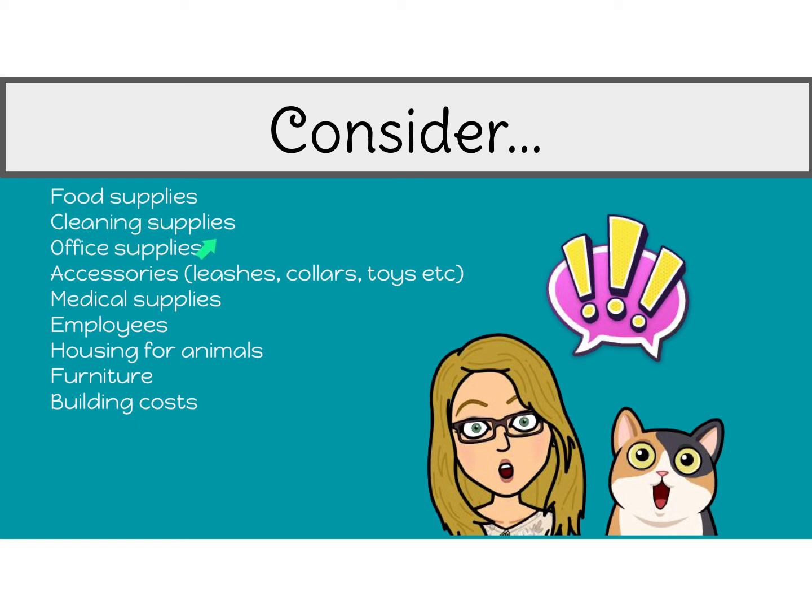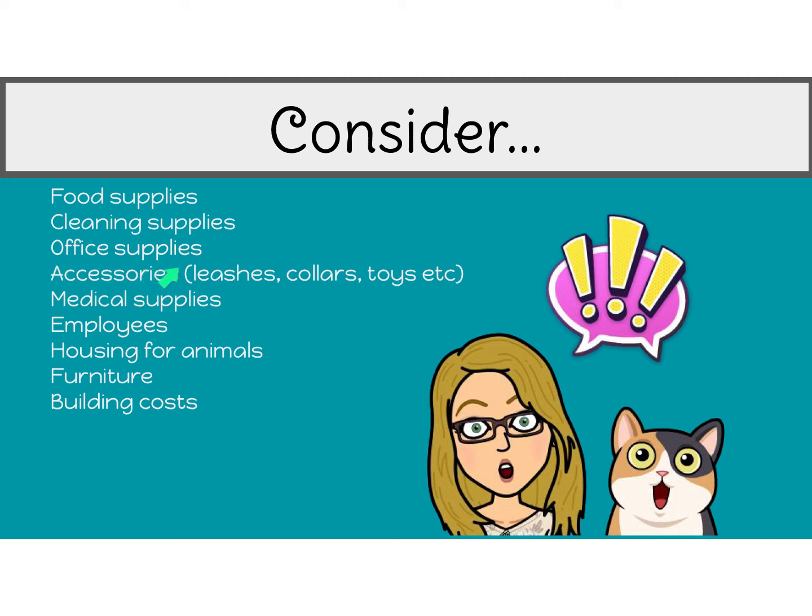Cleaning supplies. You need to keep areas extra tidy when you have animals. You want to keep places sterile so they don't get sick. So you've got to think about how are you going to clean the cages? What are you going to clean them with? Paper towels, the cleaner itself, trash bags, all of those things would fall under cleaning supplies.